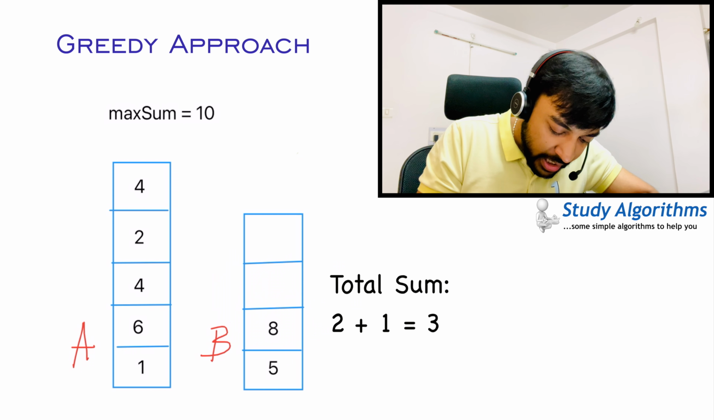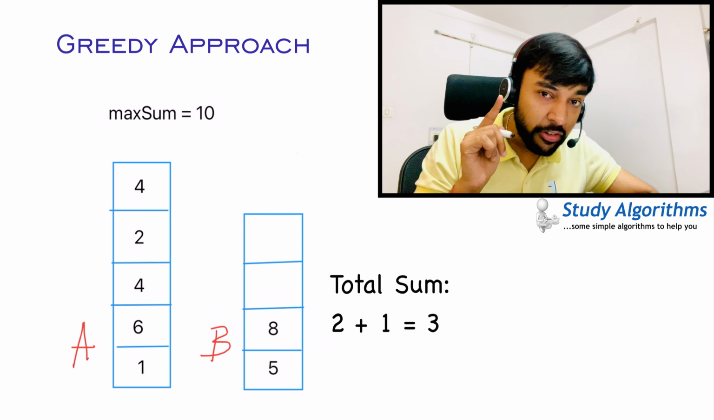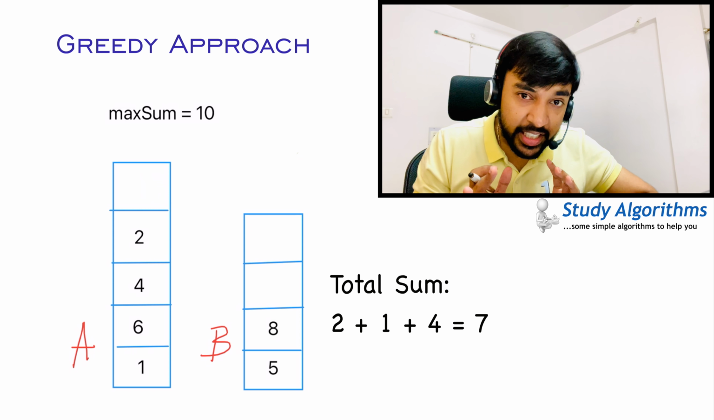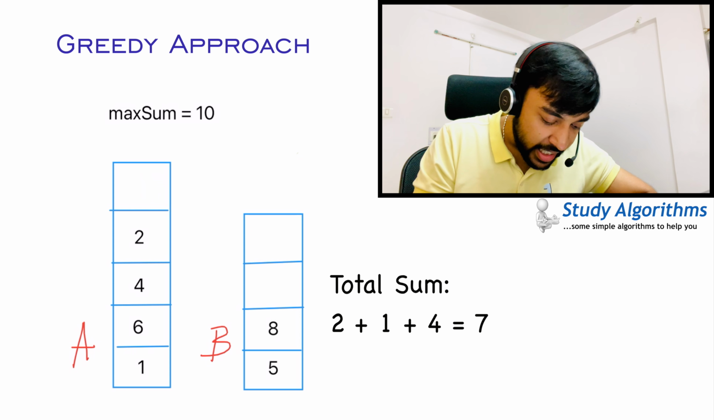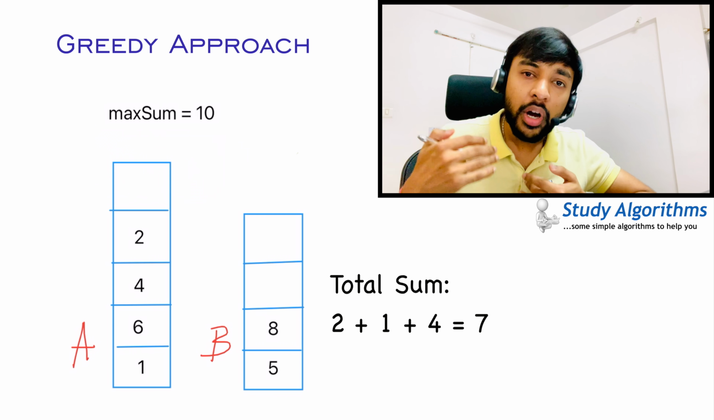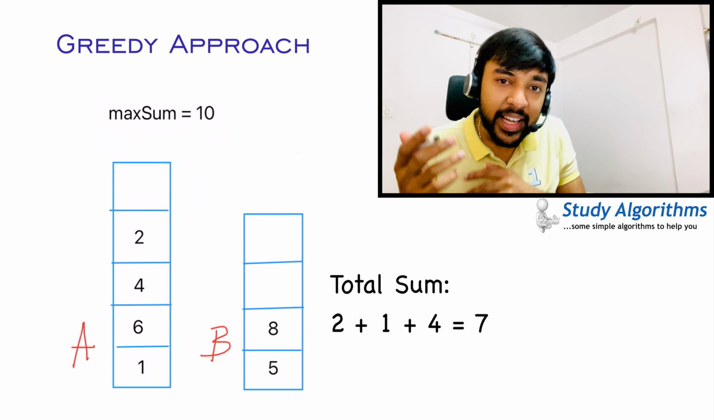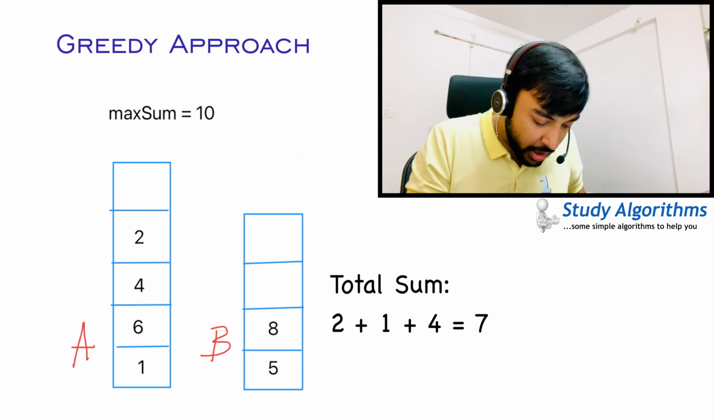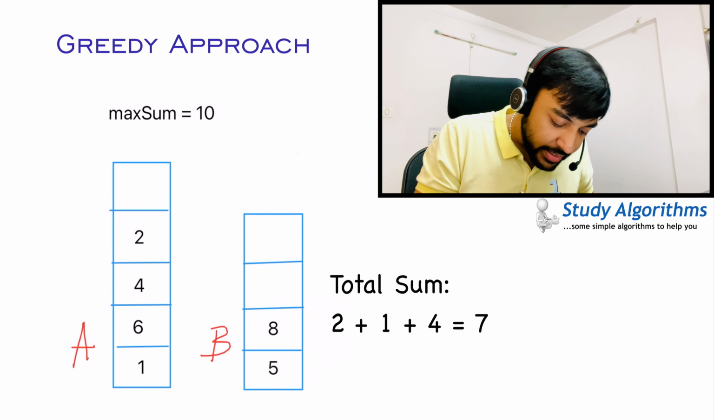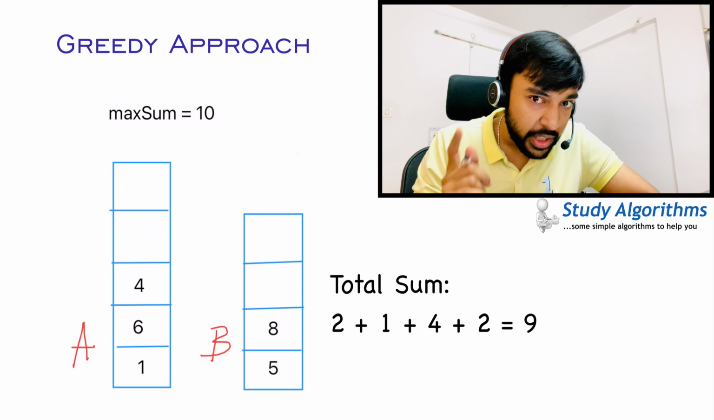Next, I compare 4 and 8. This time, the number 4 is smaller, so I would pop out 4. You can see that the sum of all these elements is still less than the maximum sum 10. So I can go on until the sum of all these elements exceeds the maximum sum, right? So once again, I compare 2 and 8. This time I will pop out element number 2. The sum turns out to be 9.